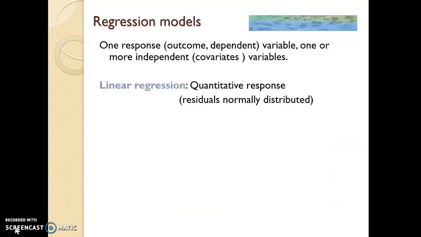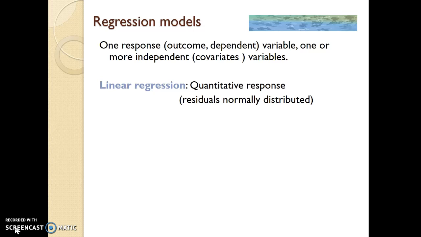Regression models are used in statistics when we want to model the relation between two or more variables. We have one response, also called outcome or dependent variable, and one or more independent variables, also called covariates. So how do you know which regression model to choose? It is the structure of the response that decides which regression model we will use.